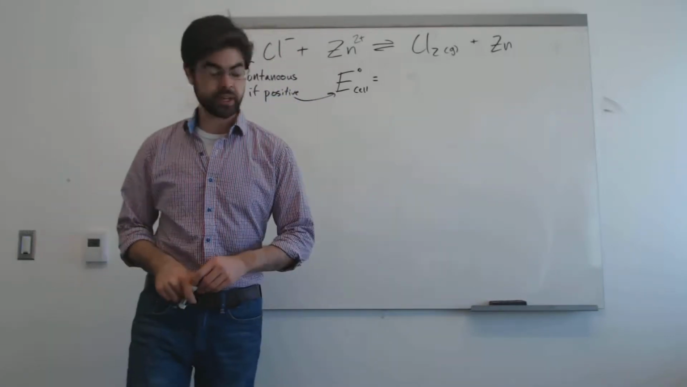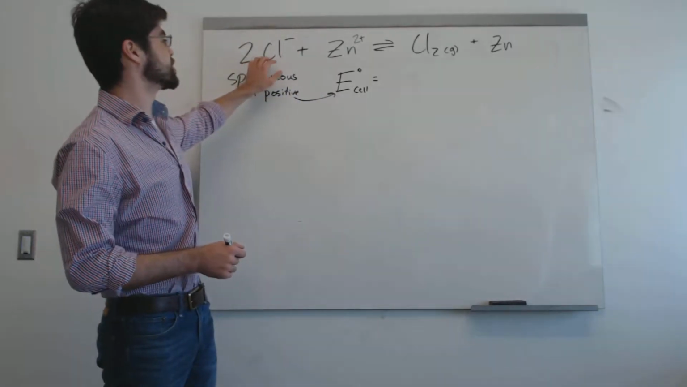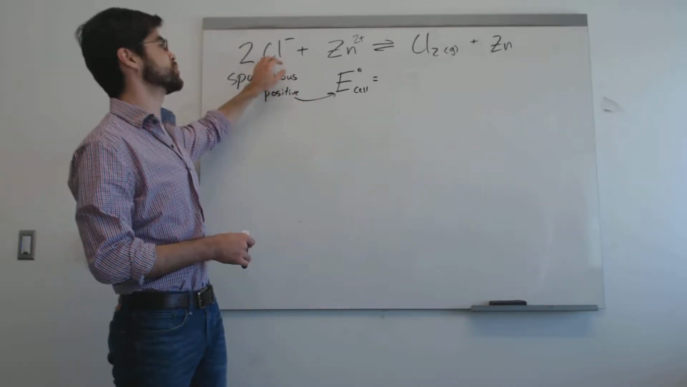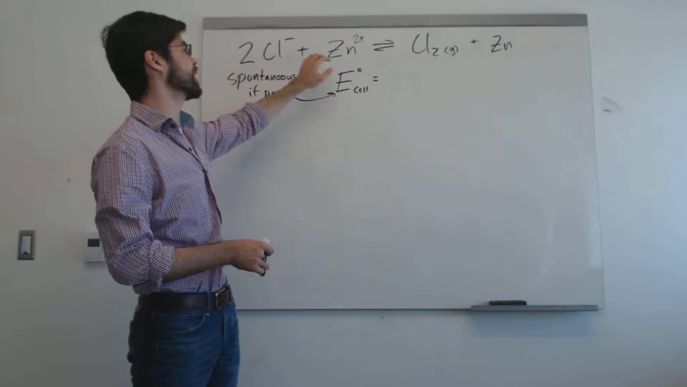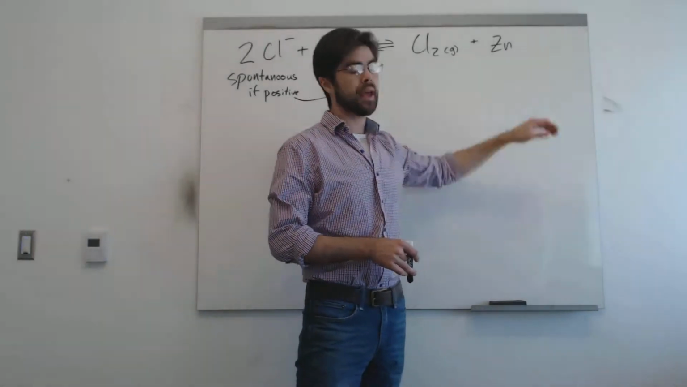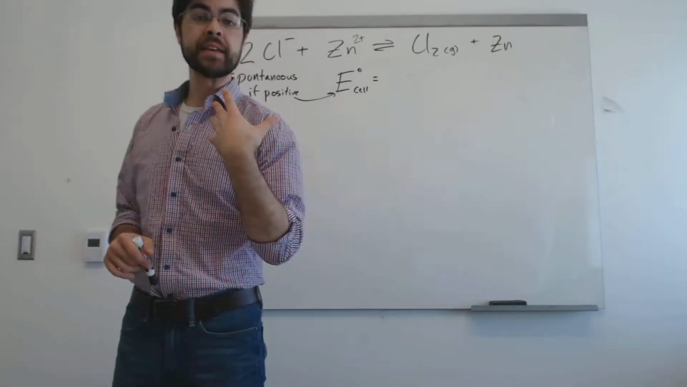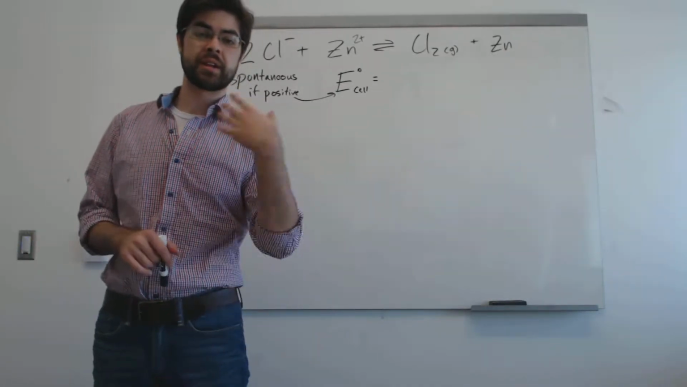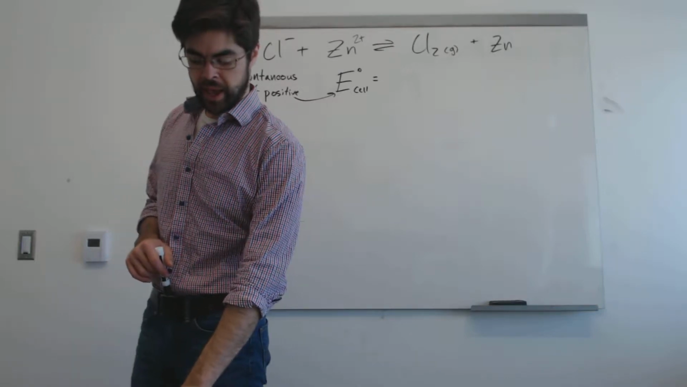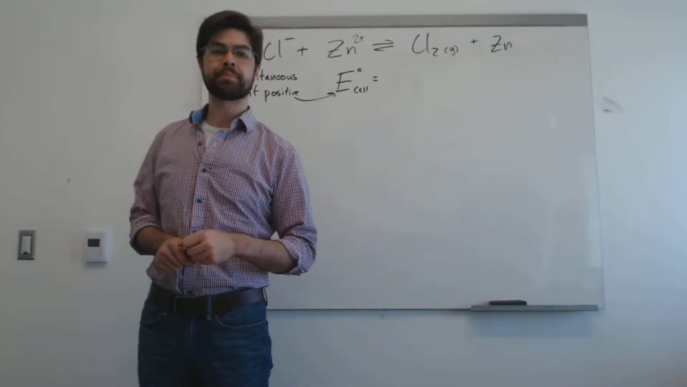So case in point, here is a question: if I try making an electrochemical cell, or just try performing this reaction, a reaction between chloride ions and zinc ions to make chlorine gas and metallic zinc, is that reaction spontaneous? Does it happen? Is that a favorable interaction? And I'll assert to you that you can make that prediction.